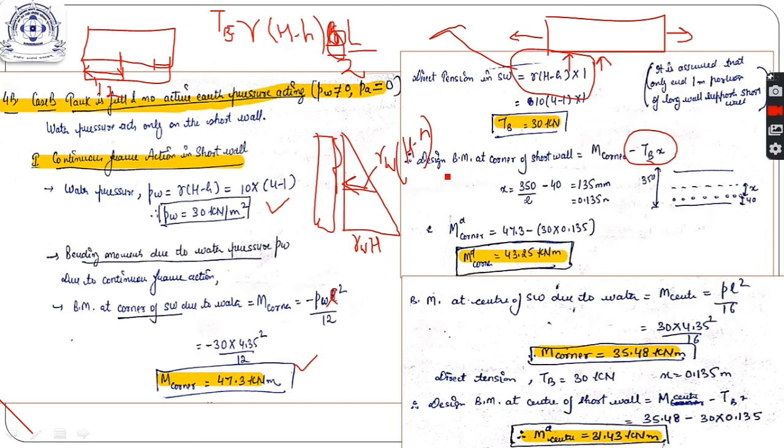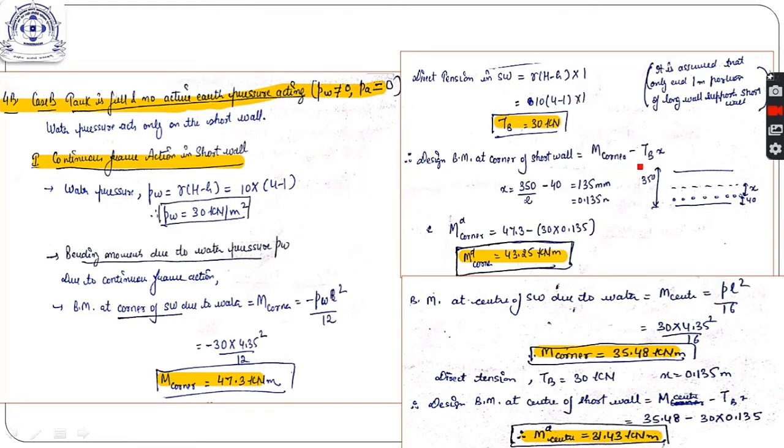So the reduced bending moment will now be M corner minus T B into x, where x is the thickness of the tank wall divided by 2 minus the effective cover. So this is x. So we get the modified design corner moment as this. Similarly, at the center of the wall we have the moment as PL square by 16. So we have calculated TB as 30 kilonewton and x as 0.135.